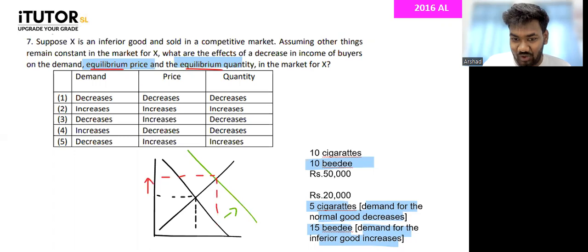Equilibrium quantity would also go up. So price increases, quantity increases, demand also increases. Which one is your answer then? Your answer is number 2.